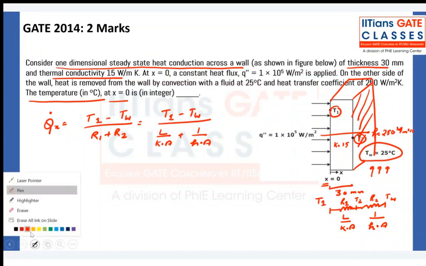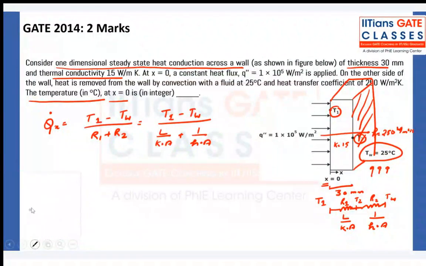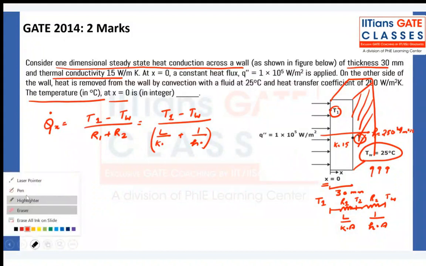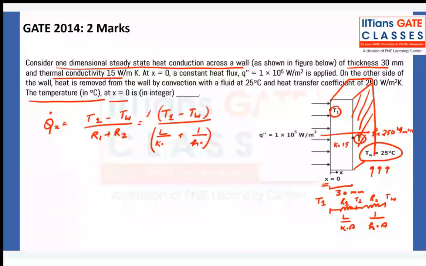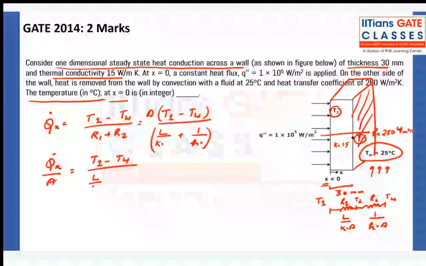I can take area common here, so right like this I can write. Now why not take this area here in the numerator? Let's take this in the numerator. So by the same way, I can write Q dot X by A is equals to T1 minus TW upon K. Look, these steps are not required. I'm just telling you so that what I am doing should be clear to you if you have any doubt.